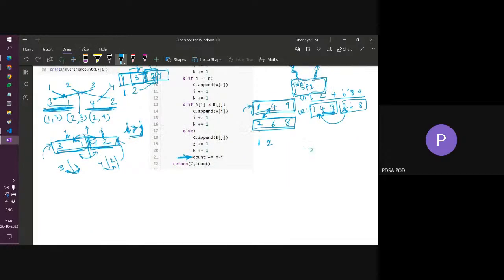So see, I have this 3, 1. I've divided into 3, 1 and 4, 2, right? What does merge sort do? Merge sort will sort this as 1, 3 and 2, 4, and then do a merge of these two. So when it does a merge of these two, what does it do? It will first take this 1, put it here. Then it compares these two values, 2 and 3.